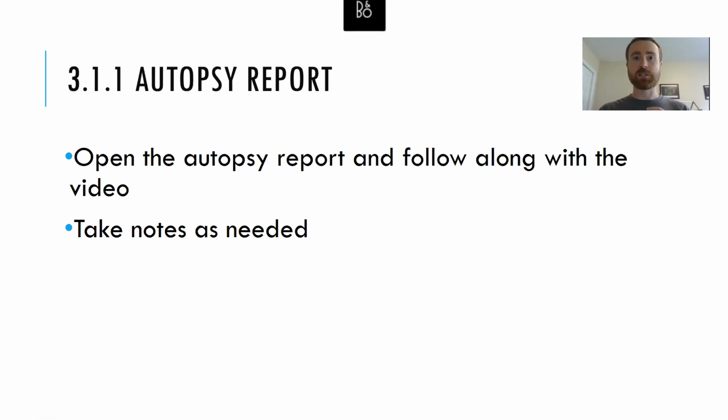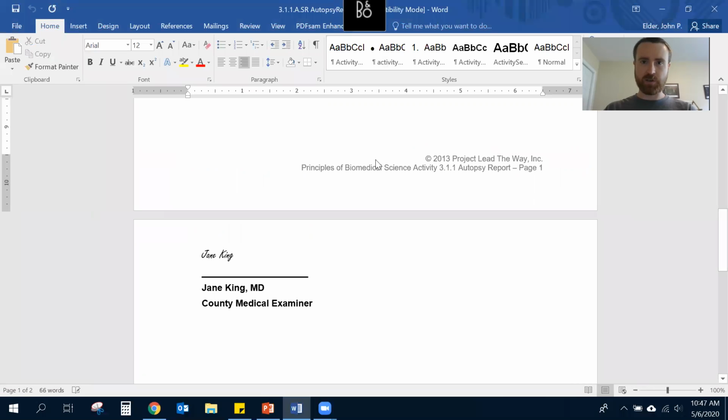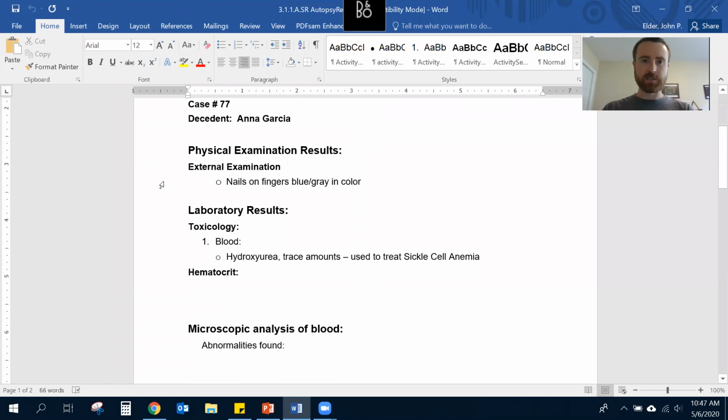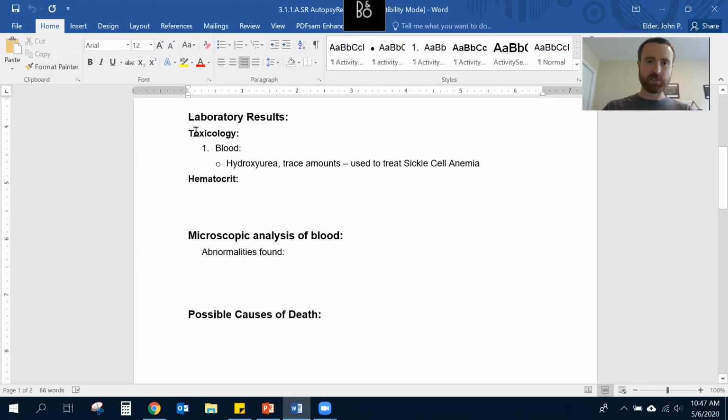So the first thing is the autopsy report. We're introducing Anna's disease just like we did before with diabetes. So here's my autopsy report. What we can see is our external examination. The nails on Anna's fingers were blue or bluish gray in color. Take a moment and guess what you think that would mean. And if you guessed that bluish gray fingernails mean that she was getting poor levels of oxygen in her blood, you were right.